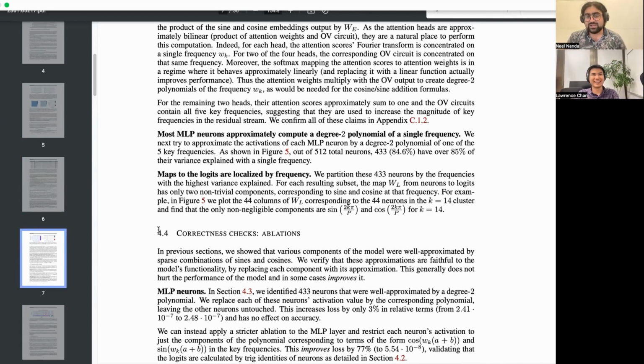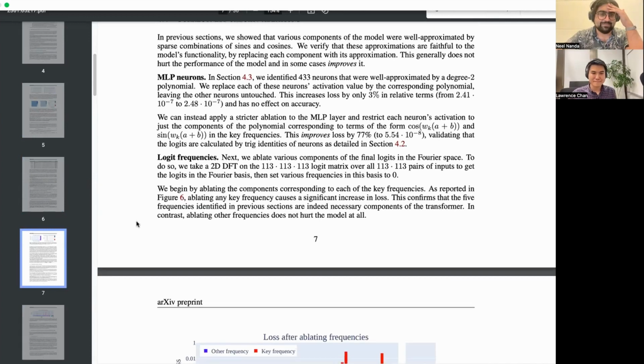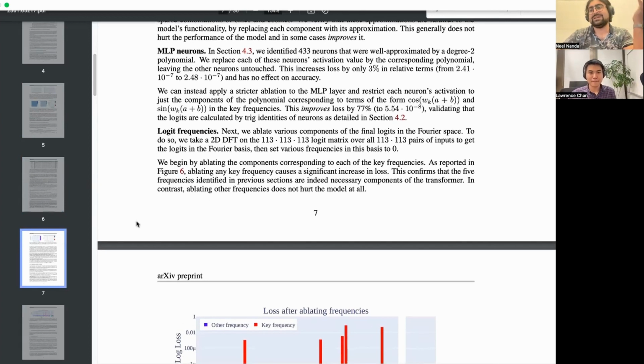And then we can check that we're not tricking ourselves by ablating everything that's not predicted by what we're doing, and it's just fine.